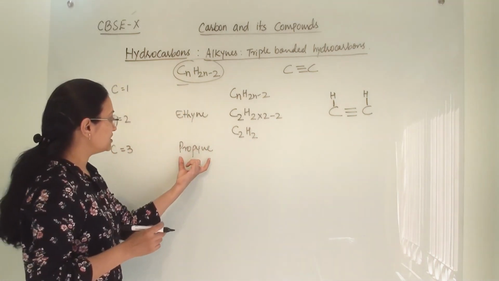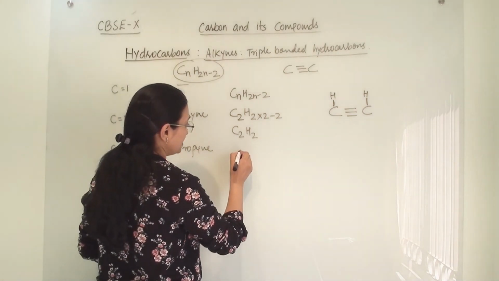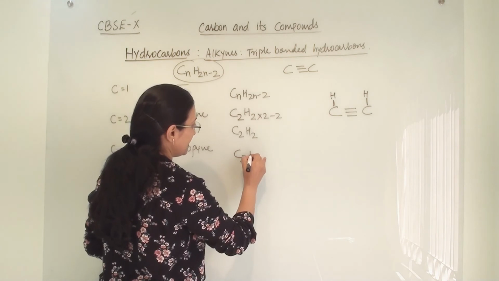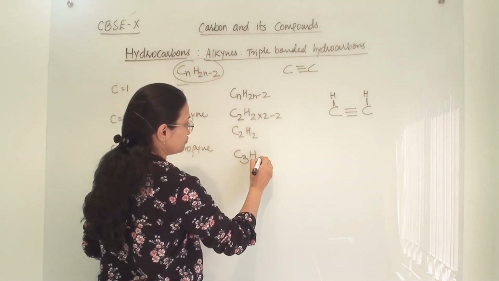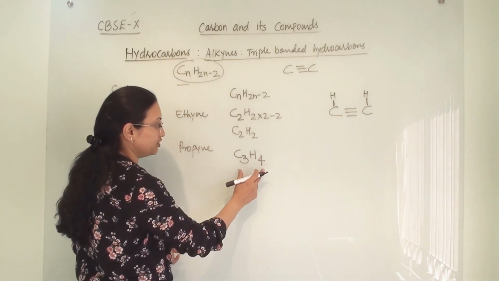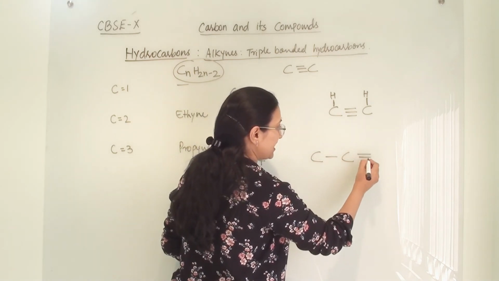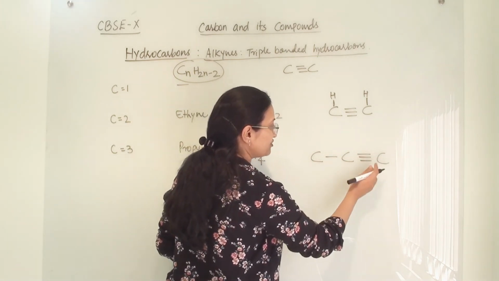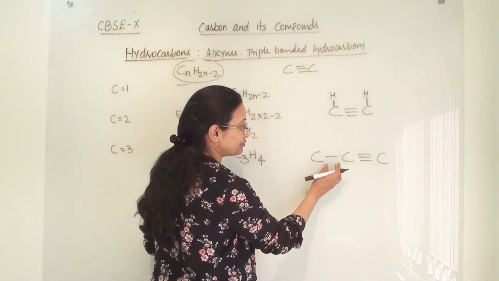Now coming towards the 3 carbon atom alkyne series. So it is C3H, 3 into 2, 6 minus 2, so it is 4. So C3H4 will be the molecular formula. Now let us arrange this. In between any 2 carbon atoms we are going to place a triple bond. So I have placed it here. We can also place it here.